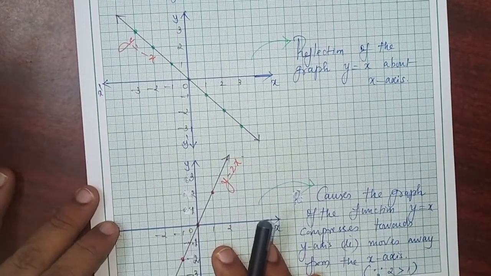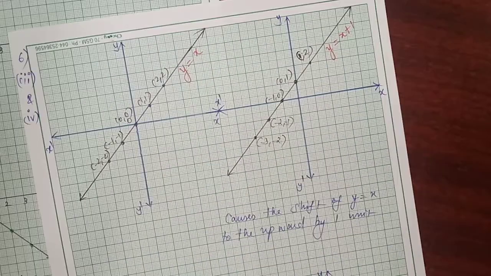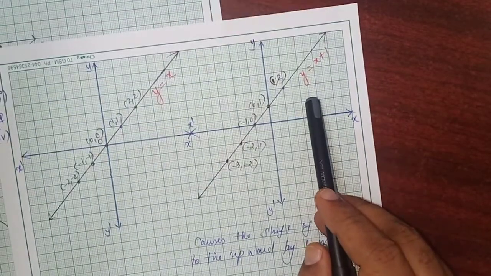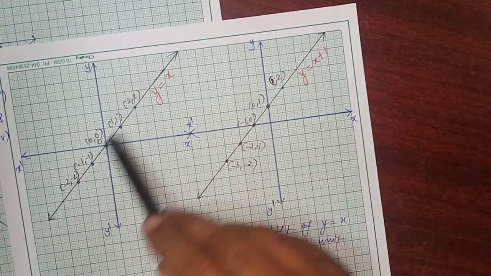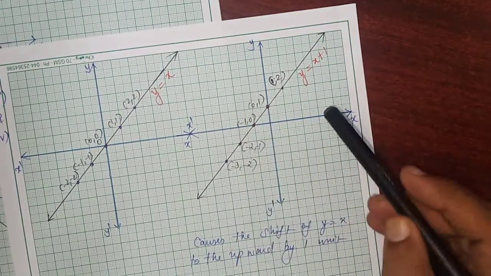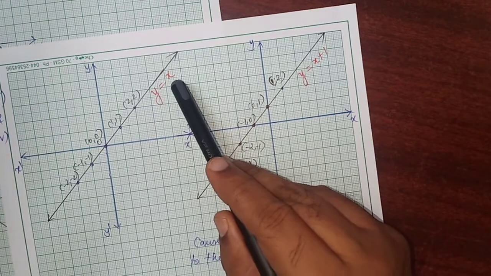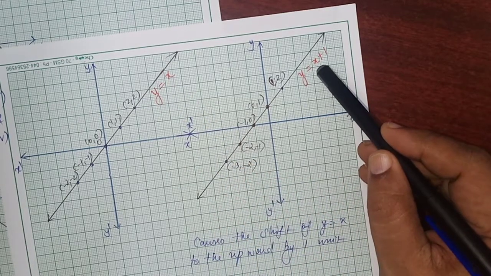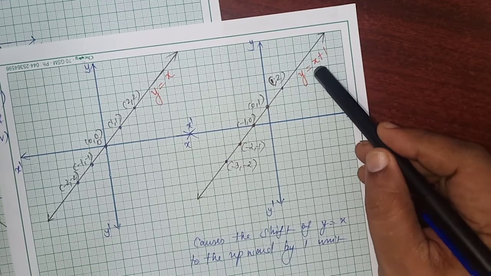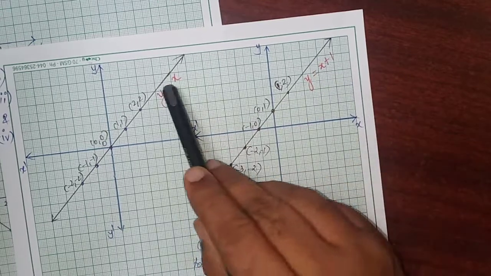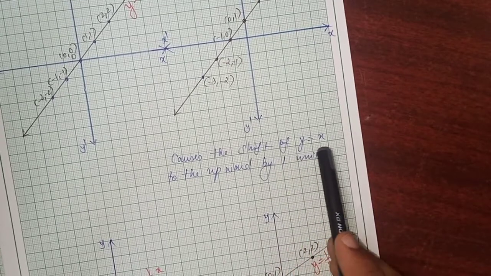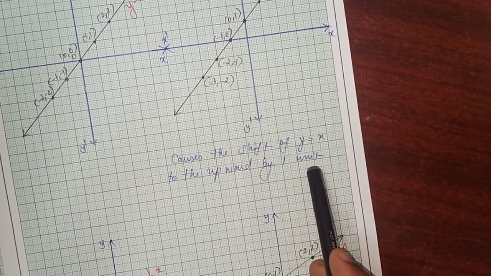Subdivision 2 is over. Now we can go for subdivision number 3, y equal to x plus 1. First we can draw y equal to x. Already I have drawn y equal to x. Then y equal to x plus 1. I consider y equal to f of x. This one is y equals f of x plus d. That constant is added with the function f of x. If it is, it causes a shift of y equal to x upward by 1 unit.